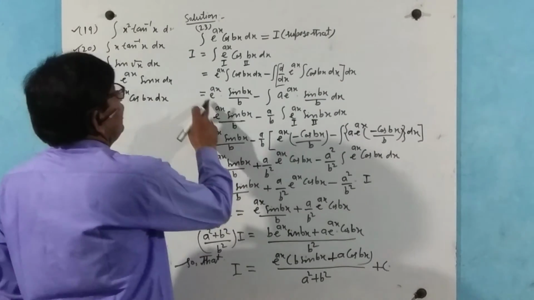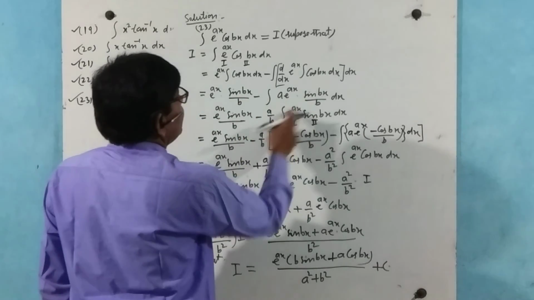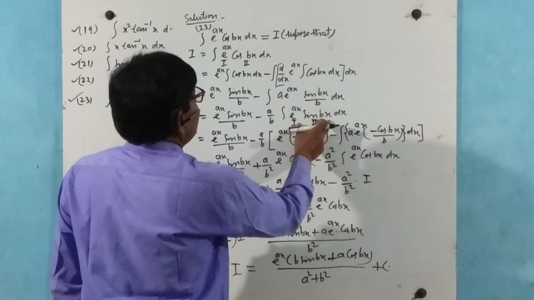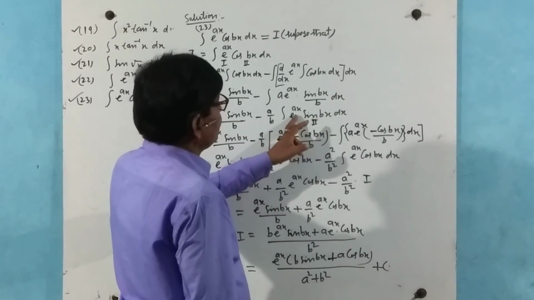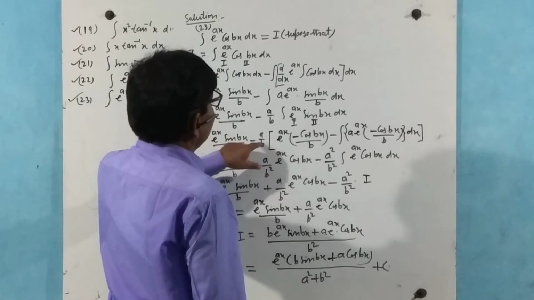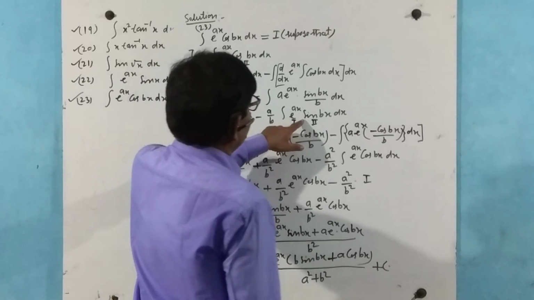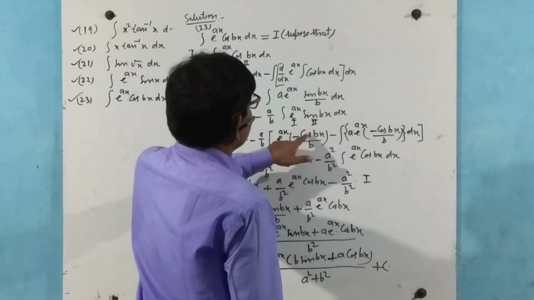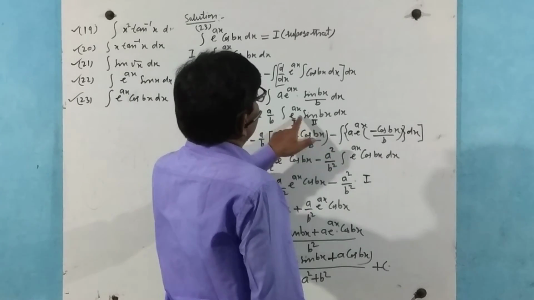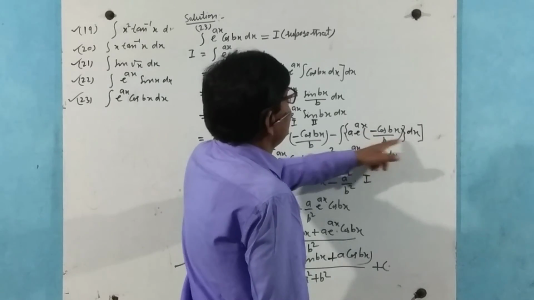Here e to the power ax sin bx by b, and minus a by b times integration of e to the power ax sin bx. Again we assume that this is the first term and this is the second term. These terms come here, a by b. Now first term times integration of second term: this is a sin bx minus cos bx by b. Differentiation of first is a e to the power ax, and integration of second is minus cos bx by b dx.